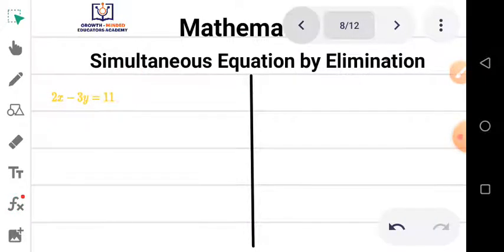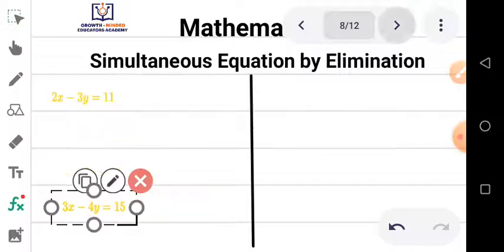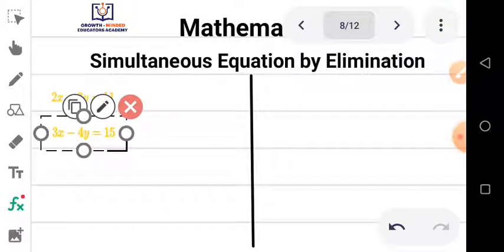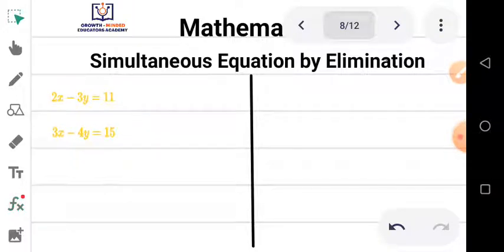So that's the first equation, and this is the second equation. We want to multiply this by 4, and multiply this by 3. So now what will be our answer? Let's work on that.